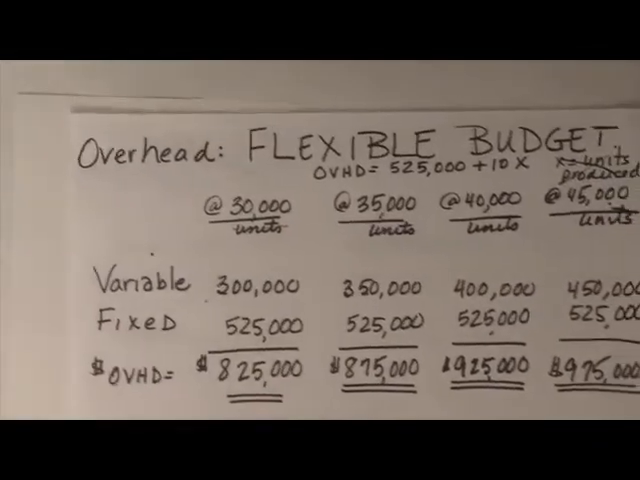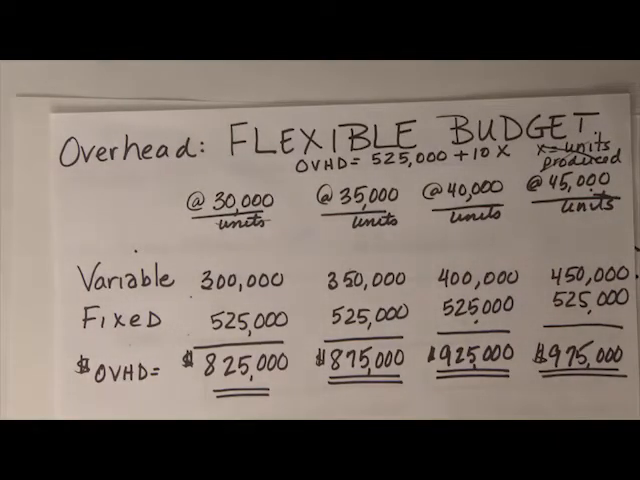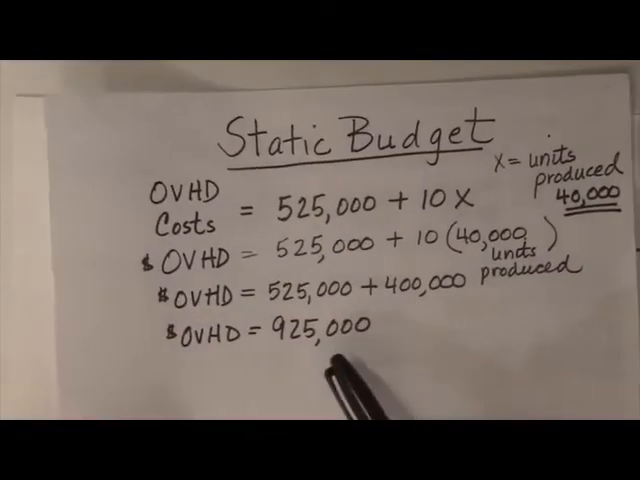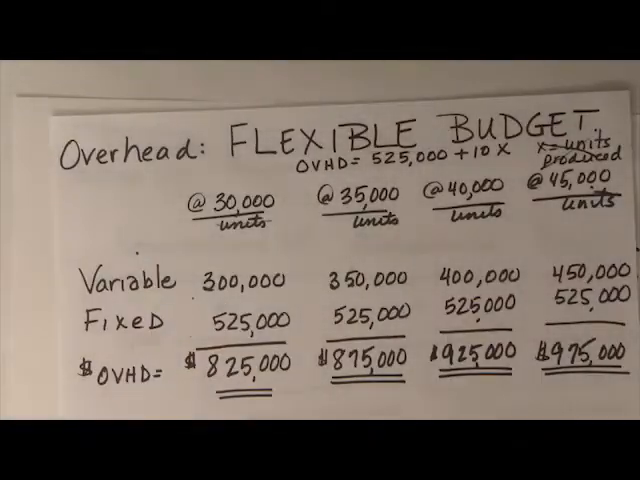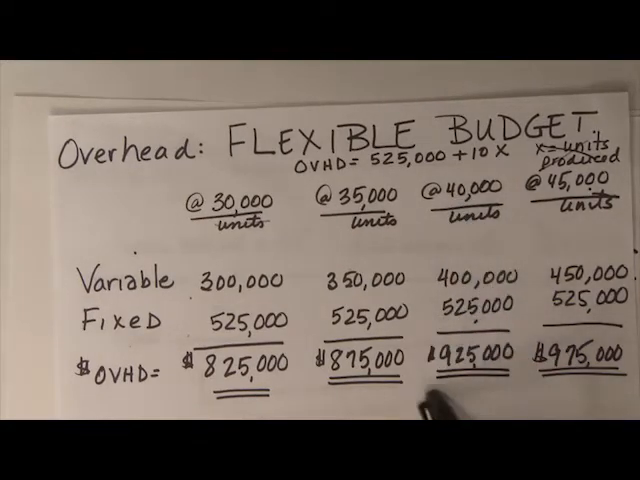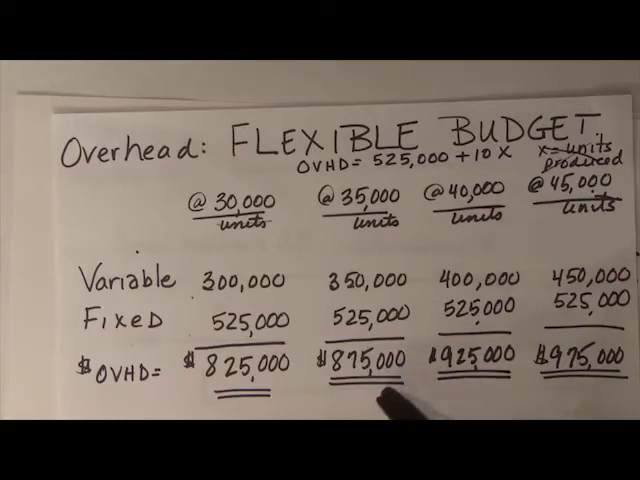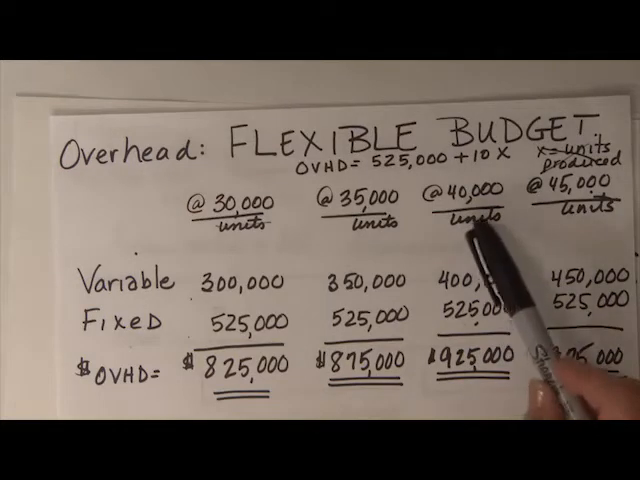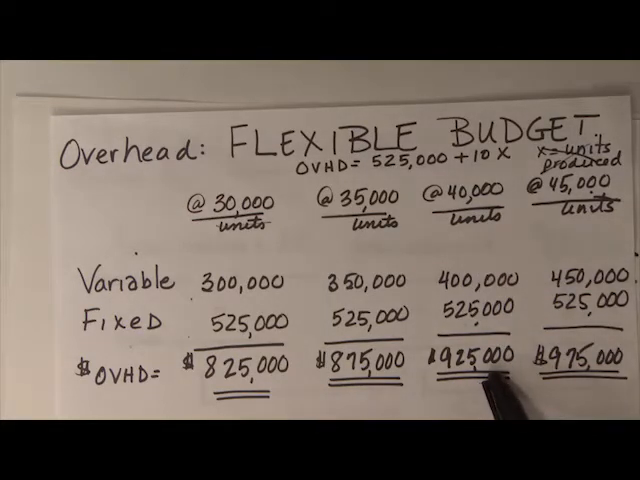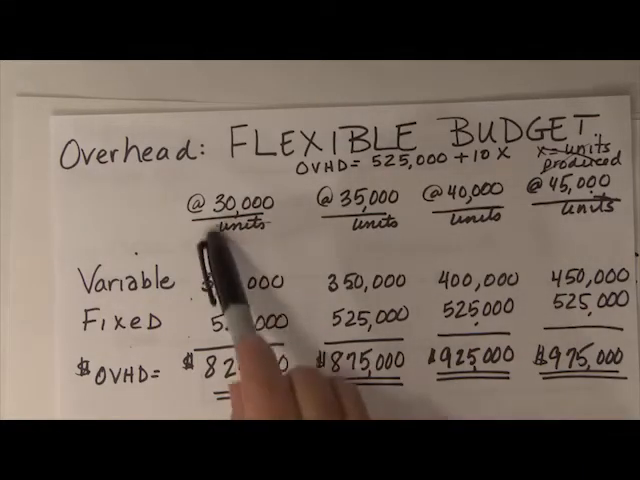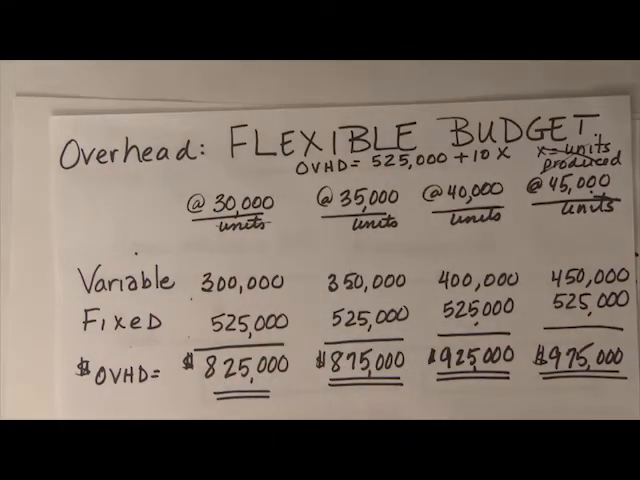Here is a flexible budget for that same company. If you'll recall, at 40,000 units, the estimate was $925. Well, here's the 40,000. We've just presented it in terms of variable, fixed, and total. But here's 45 or 30 or 35. So what this particular type of budget offers is that if it turns out that we don't actually make 40,000 units, we only make 30, then this is the estimate that we would use. Likewise, if it turns out we're producing 45,000 units, then this is the best estimate of what overhead costs should be.